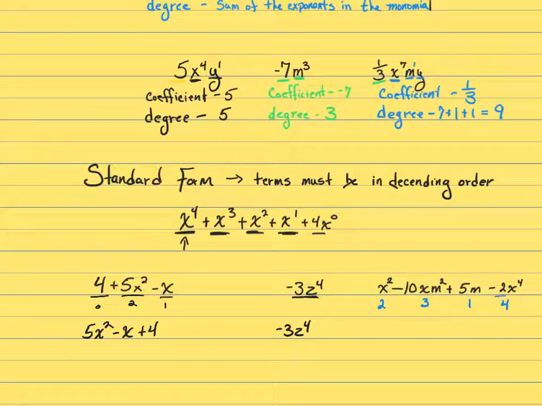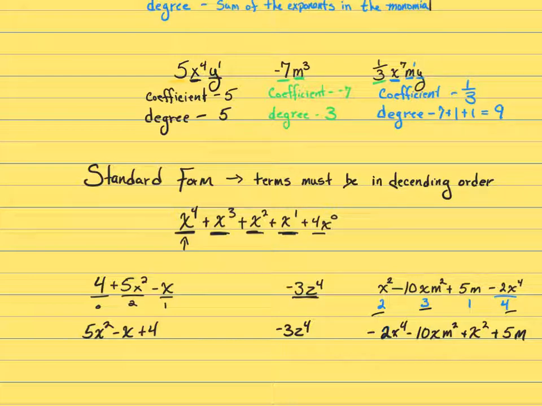So I want to put the highest one first, so it would be negative 2x to the fourth, minus 10xm squared, because that has 3. Next I would have plus x squared, and finally I would have plus 5m.